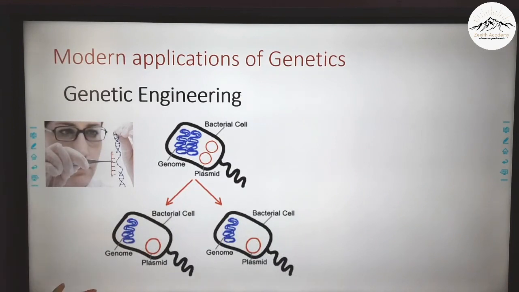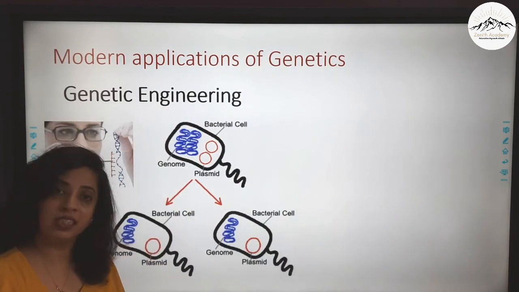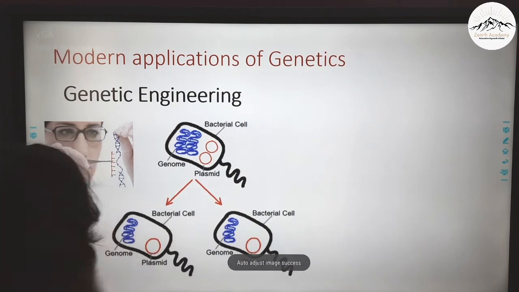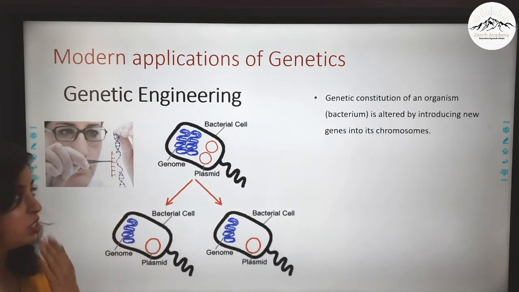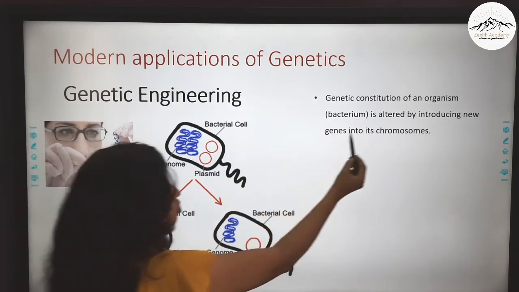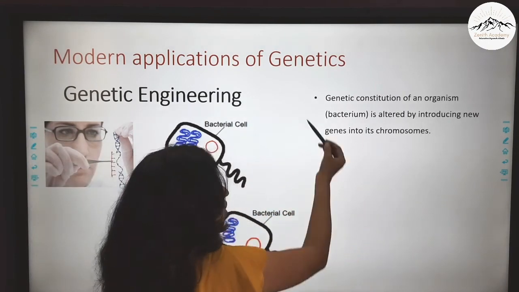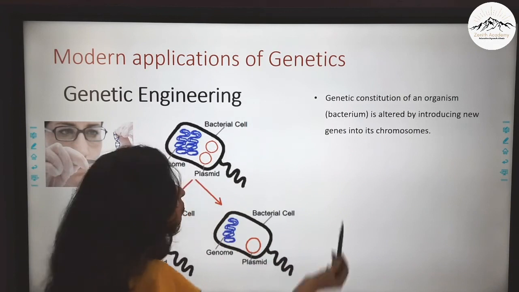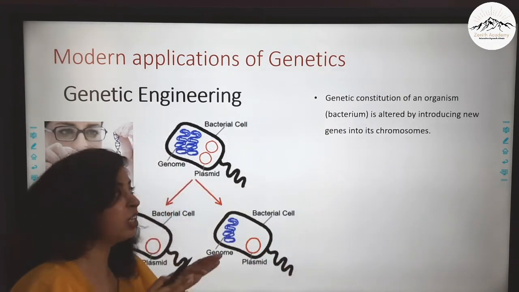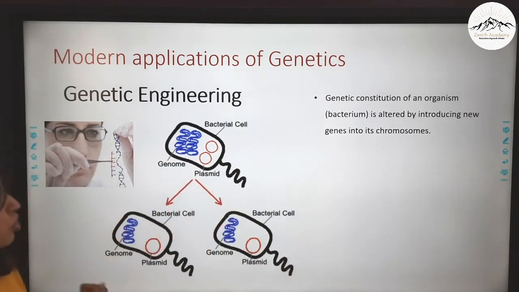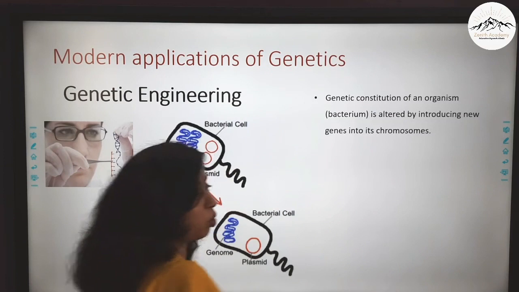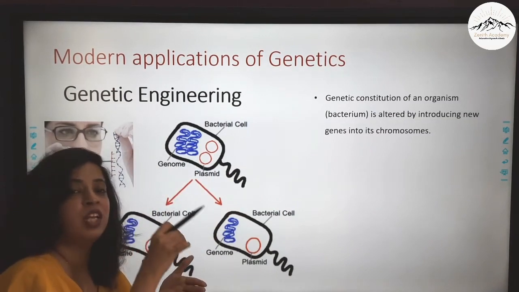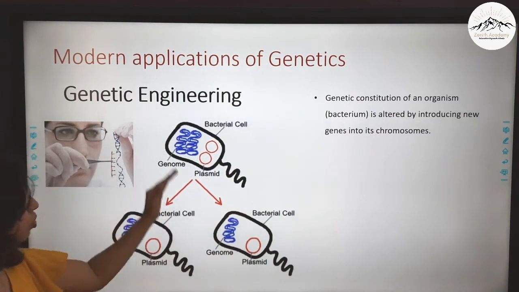Now children, we'll go on to some modern application of genetics. So we'll talk about 2 modern applications. One is genetic engineering. So what happens in genetic engineering is the genetic constitution of an organism, that is most of the times a bacterium, is altered. So we alter the genetic constitution of an organism using genetic engineering. So how do we alter it? By introducing new genes into the chromosome. So we artificially introduce new genes into the chromosome.